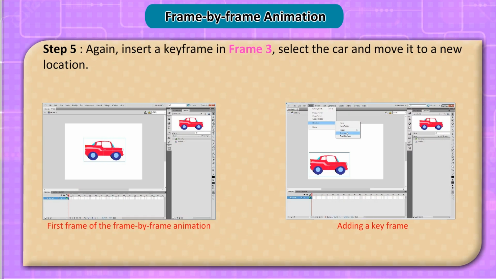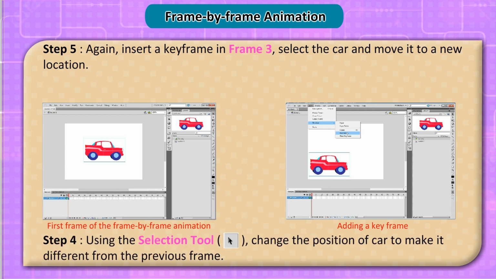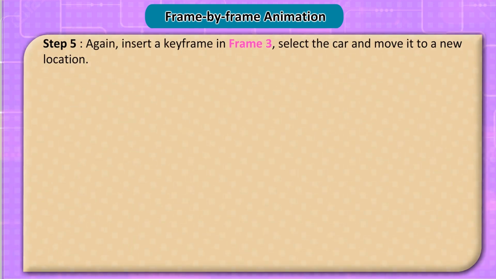Step 3. Click on the second frame in the timeline and insert a keyframe by clicking the Insert menu, Timeline, Keyframe. Alternately, you can press the F6 key on the keyboard. Step 4. Using the selection tool, change the position of the car to make it different from the previous frame. Step 5. Again, insert a keyframe in frame 3, select the car and move it to a new location.